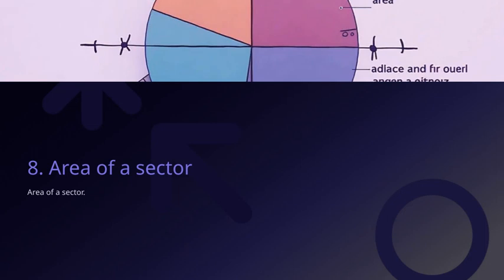Let's talk about the area of a sector. When we refer to a sector in a circle, we're talking about a slice of the circle, kind of like a piece of pie. The area of that sector depends on how big the angle of the sector is, as well as the size of the circle itself. To calculate this, we use a simple formula that involves the area of the whole circle, which is pi times the radius squared, and then take a fraction of that based on the sector's angle.